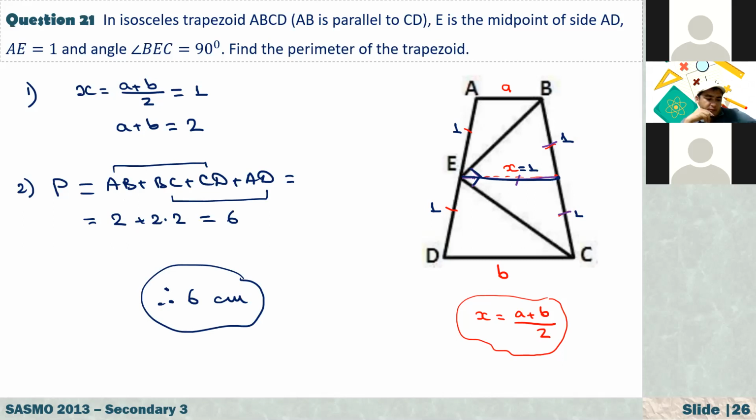Okay, Javed, Eldar, Narmin, who? Arat, any questions? Yes, can you show the proof for x equals 1? Huh? Proof for x equals 1.